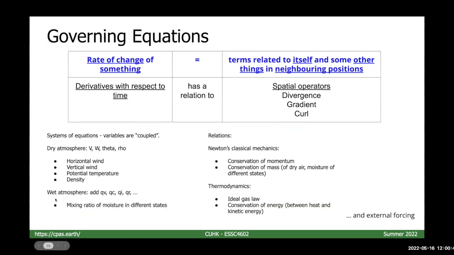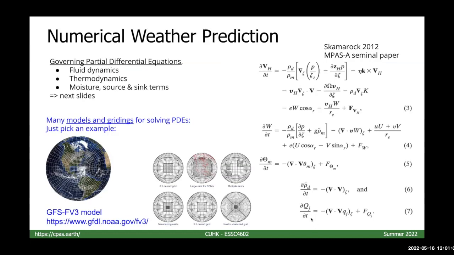And for wet atmosphere, there are Q something something. They are mixing ratio of moisture in different states. QV, vapor state. QC, cloud state. QI, ice state. QR, rain state. And some more complicated models will have some more Qs. And you see this, the last equation about moisture.